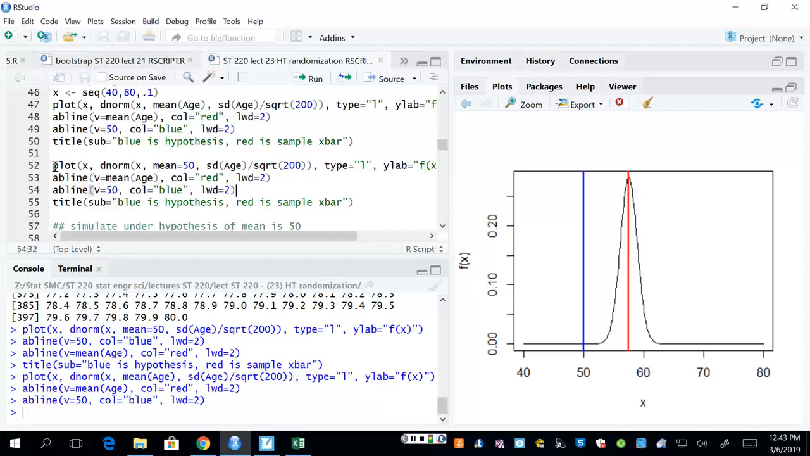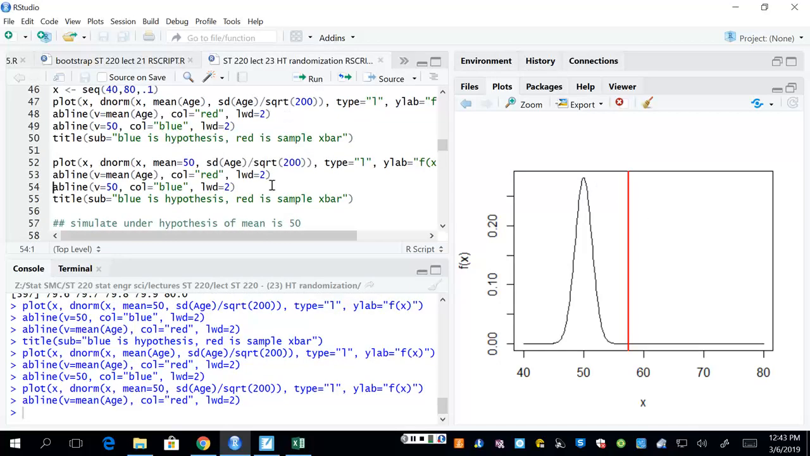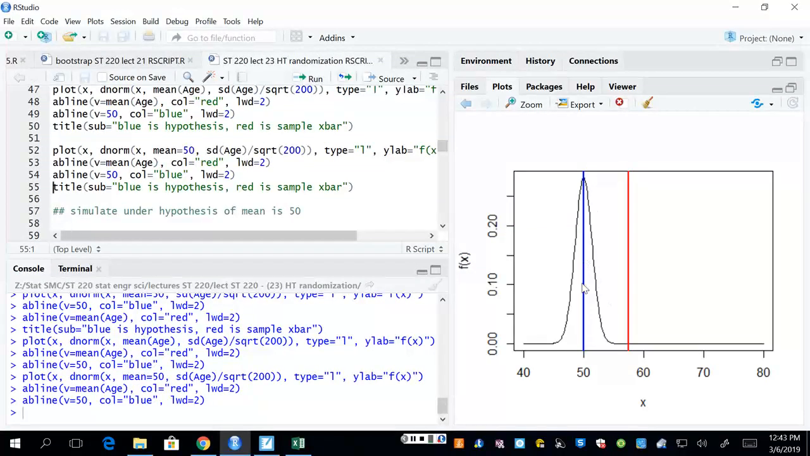Well, for the hypothesis test, we focus on this one centered at the 50. We assume that if the null hypothesis is true, our sampling distribution of x bar should be close to here, and then we calculate the probability of seeing something, a 57 or more. If that's really small, it means that we're out here a long way away.